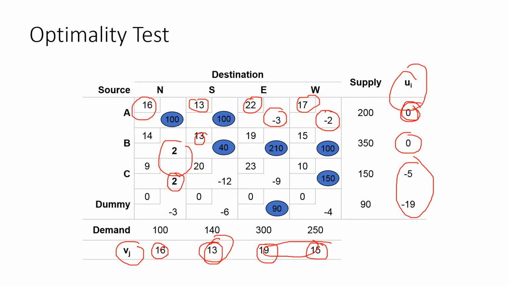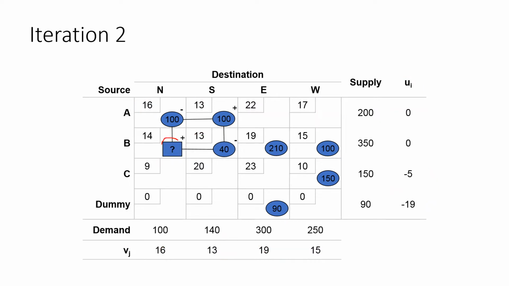So I will select the most positive, and in this case there are two positive numbers, both are 2, so I will break ties arbitrarily. Let's say that I'm going to select this one as the entering variable instead of that one, even though they're both 2. Oh, I actually have selected this one as the entering variable, not that one.